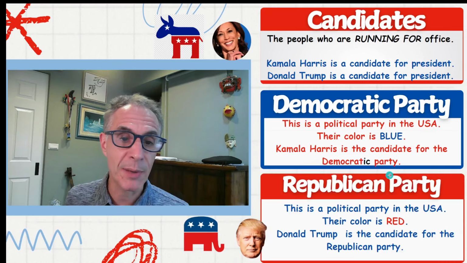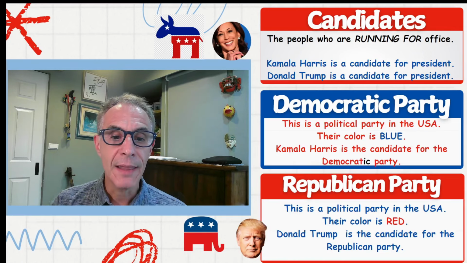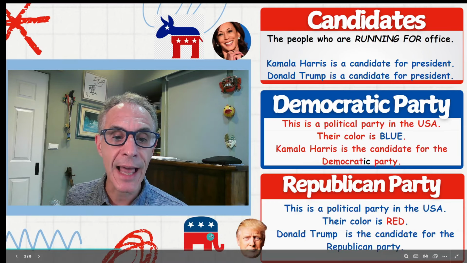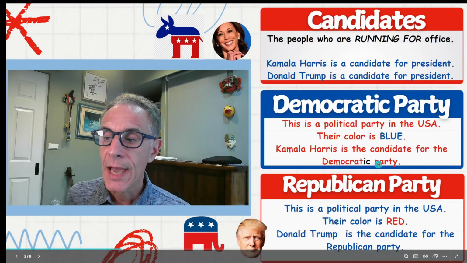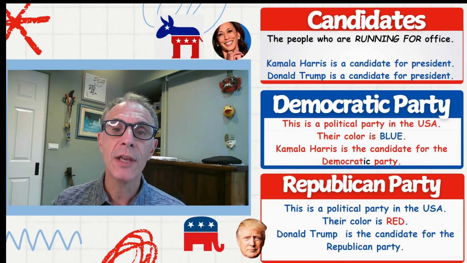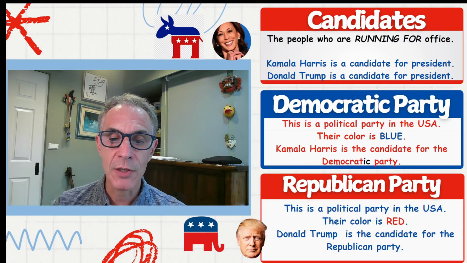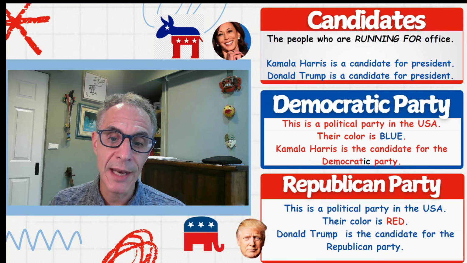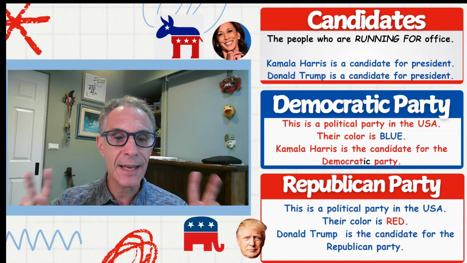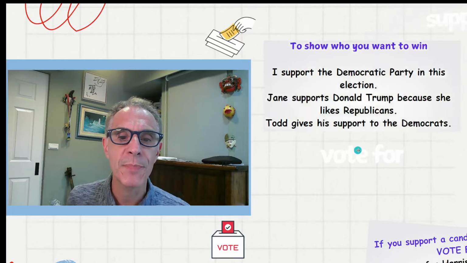Now, the other big party is the Republican Party. Okay, their color is red and their logo is an elephant right here. Okay, and the candidate for the Republican Party is Donald Trump. Okay, he is a Republican. So Donald Trump is the candidate for the Republican Party. All right. Candidate and the two parties. Remember that. And remember the colors too. Okay.